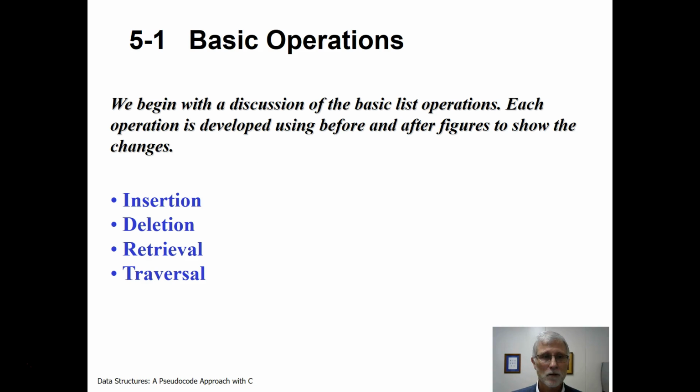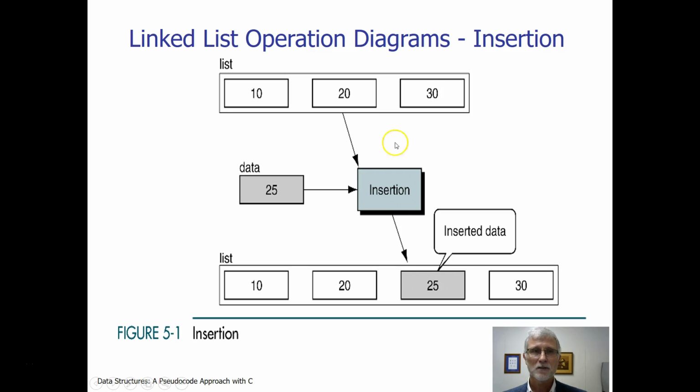So we're going to look at the basic operations of a linked list. How do I insert, how do I delete, how do I retrieve things, and how do I traverse, how do I move along to find information inside a linked list? Just to give you graphically what we're looking for, I've got an existing list for insertion. I want to insert the number 25 into it. I call my insertion routine, and my result is somewhere in this list in the sequence, because we're still trying to keep things in a sequenced order.